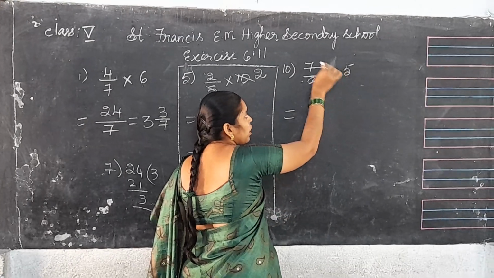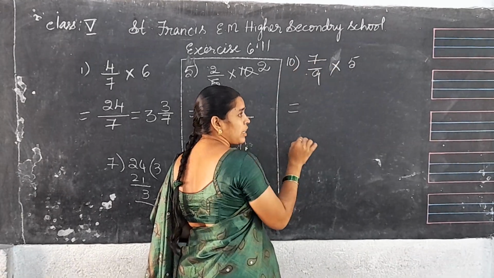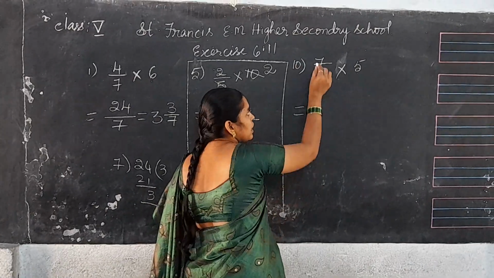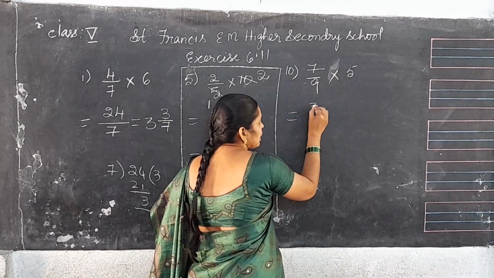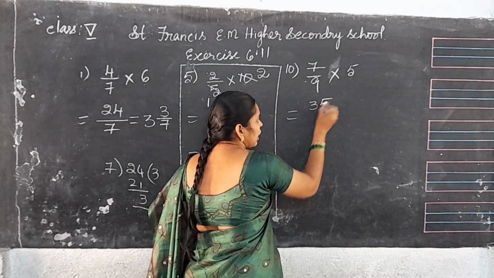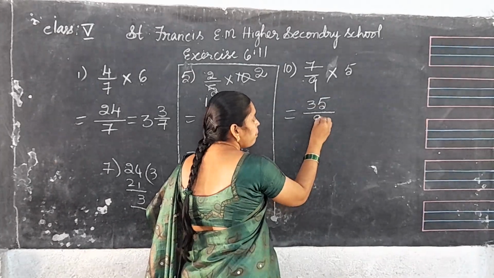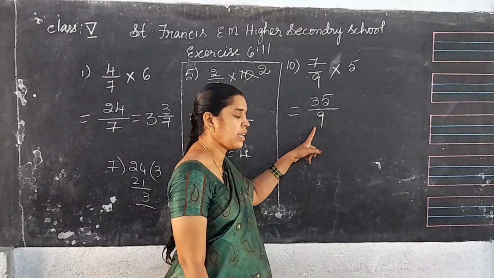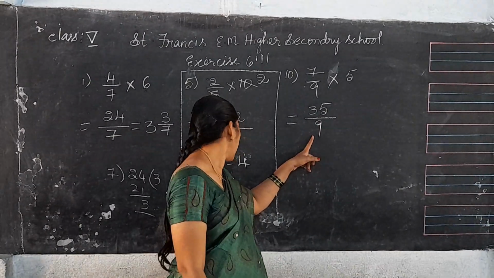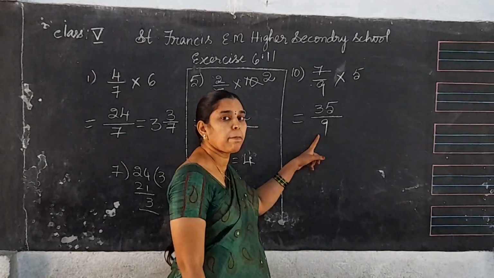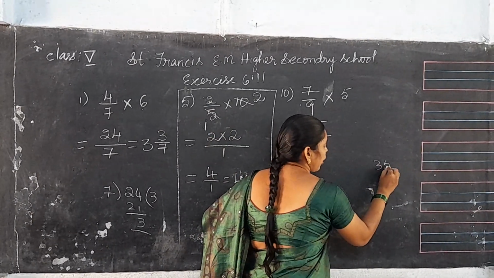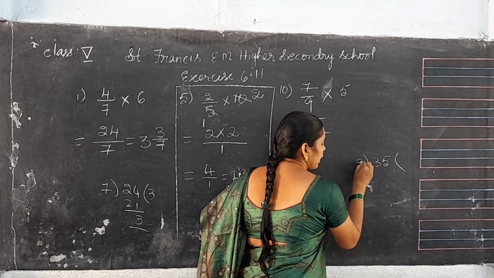This whole number and the numerator you should do multiplication and write the product in the numerator. 7 5s are 35 and write the same denominator. Now this is 35 by 9. This is also an improper fraction. This improper fraction we should convert into a mixed fraction. The 35 we divide by 9.